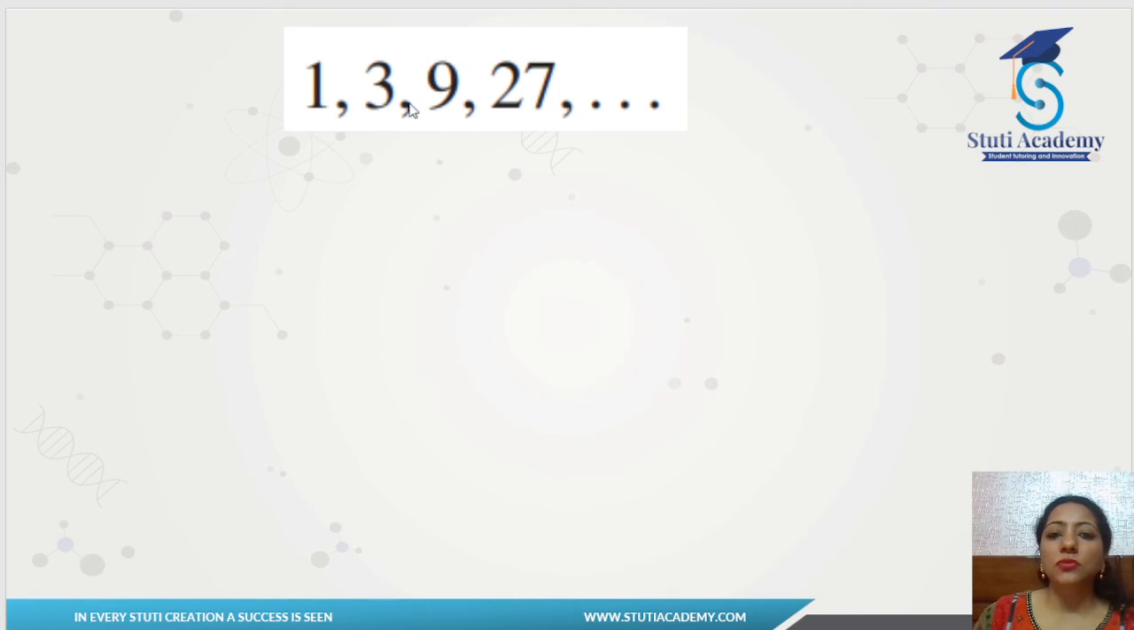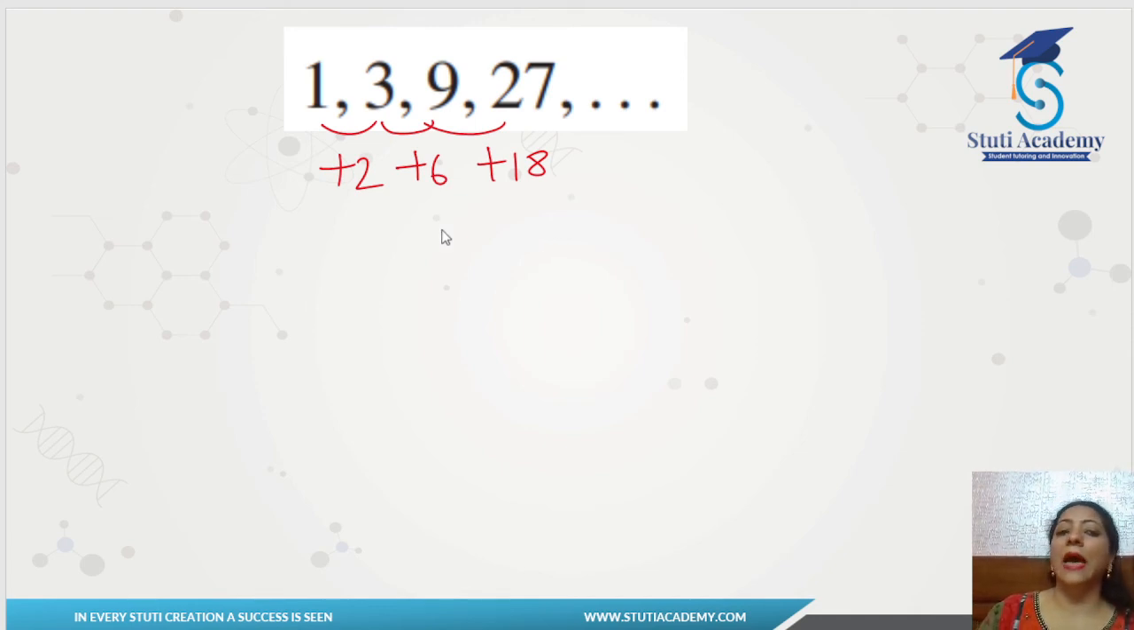Now we have 1, 3, 9, 27. So we are adding 2 here. We are adding how much? 6 here. And then we are adding 18. So it's not an arithmetic progression because we don't have the common difference. Here every time we are adding different numbers.